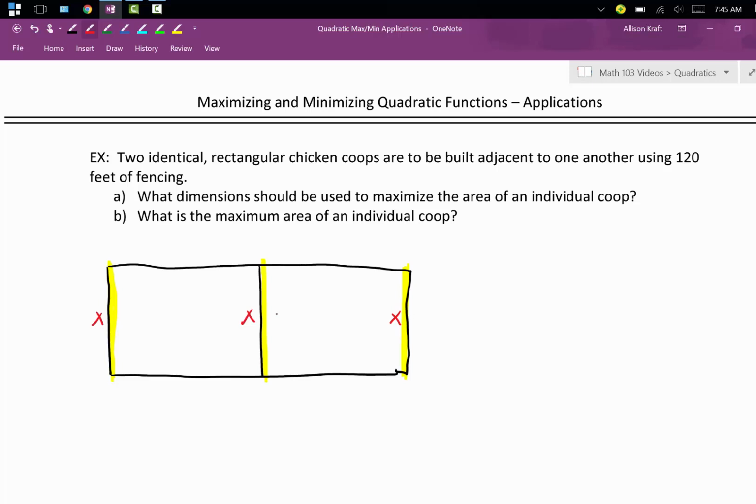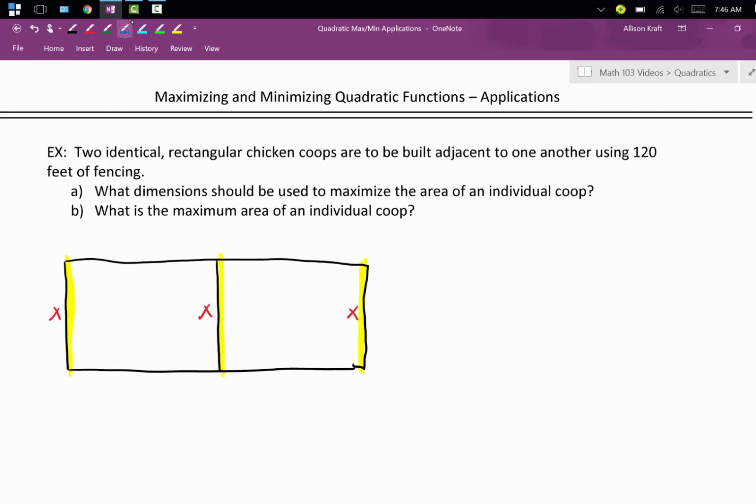If we read on to the problems, what dimensions should be used to maximize the area of an individual coop, and then what is that maximum area of the individual coop. So you'll see over and over they're talking about area of the individual coop. We're going to need to write an area function here. We know that area is equal to length times width. And they mention the area of an individual coop over and over again.